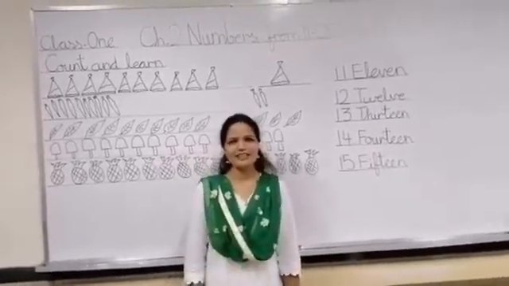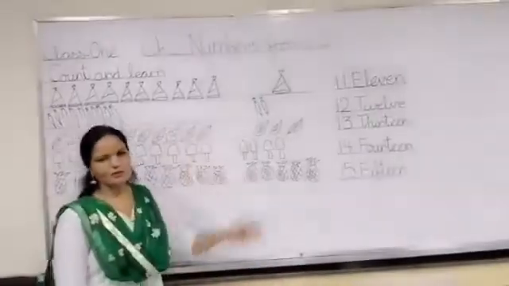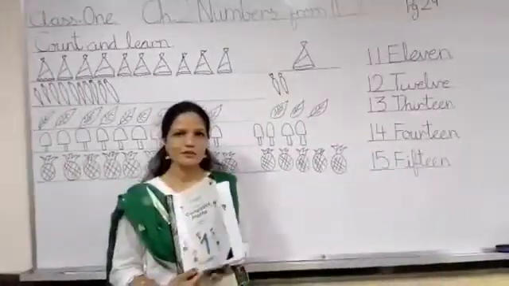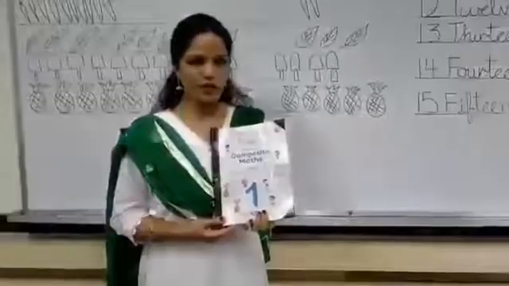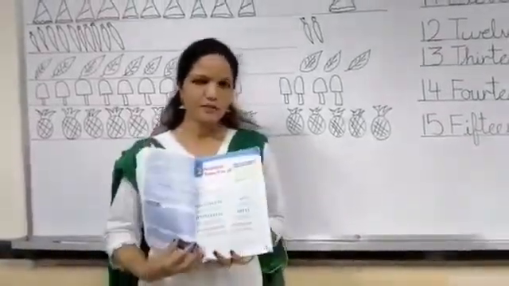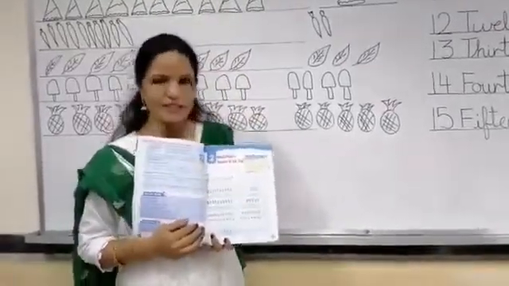Very good. Today we will start a new chapter. Chapter number 2, numbers from 11 to 20. We are using a maths book, Composite Maths for class 1. Today we are going to start chapter number 2, numbers from 11 to 20 on page number 29.